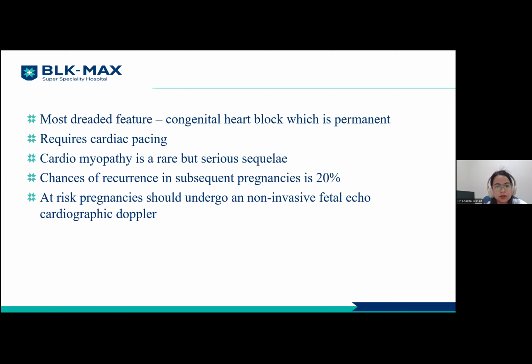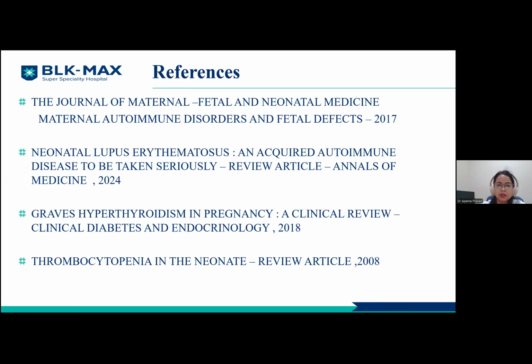An at-risk pregnancy should undergo a non-invasive fetal echocardiography regularly as per the guidelines. If we have diagnosed that the baby has congenital heart block, we have to screen every 2 to 4 weeks to diagnose further progression of first degree to second degree and third degree heart blocks. So these are the references which I have taken and have prepared these slides.